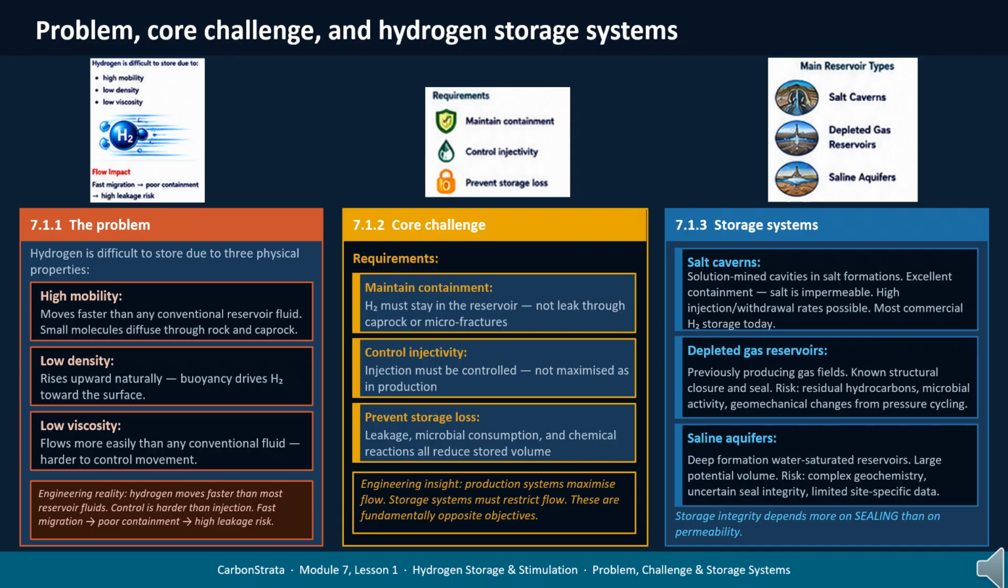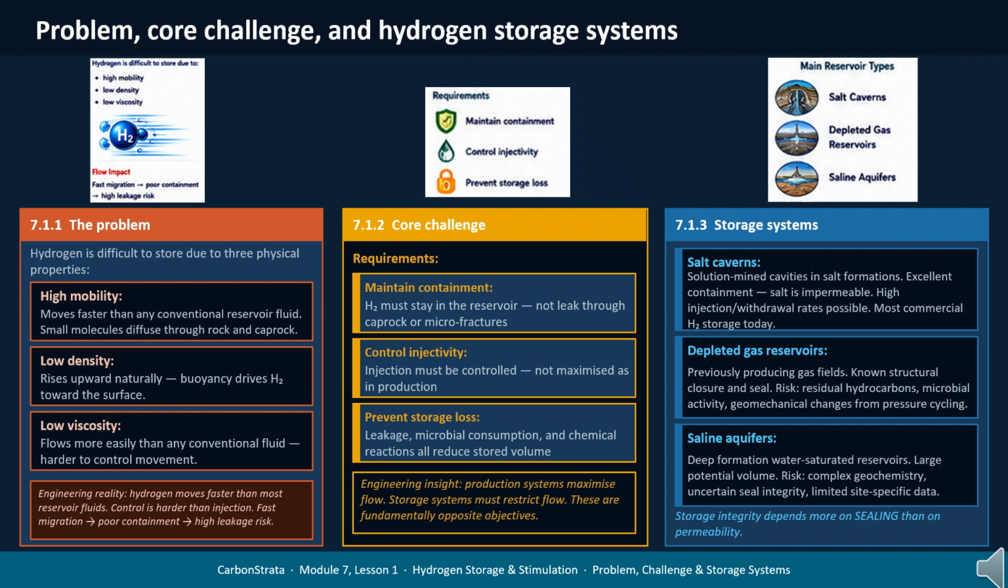There is another critical point. The system does not remain constant. With every injection and production cycle, the reservoir changes. The seal changes. Containment degrades over time. This creates a very clear engineering challenge. You must maintain containment, control injectivity, and prevent storage loss. Loss can occur through leakage, through diffusion, through mixing, and through chemical reactions.